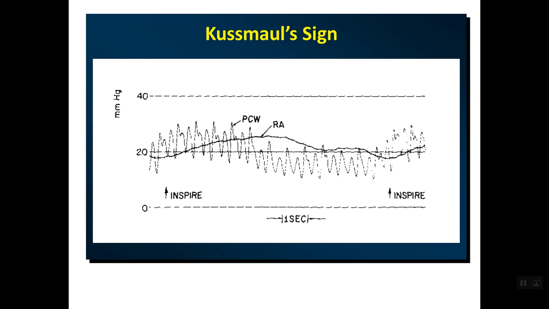So both constrictive and tamponade, because what happens is the flow increases into the right side of the heart with inspiration, but because the pericardium is stiff, okay, it does not allow the left side to fill and so the pulse becomes less. Okay.